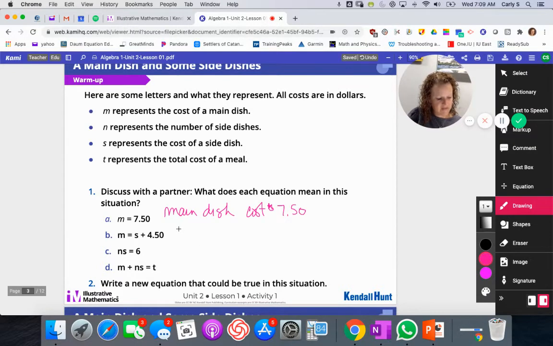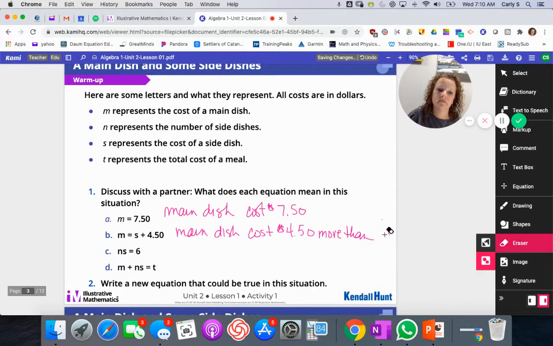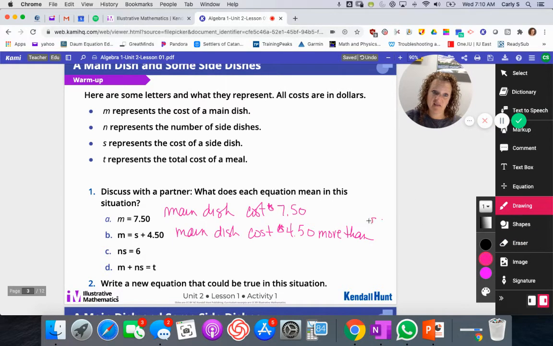Okay? Now M equals S plus 450. All right. So that could mean that the main dish costs $4.50 more than the side dish. That should say side. Sort of hoped that I could write over the edge. I can't.